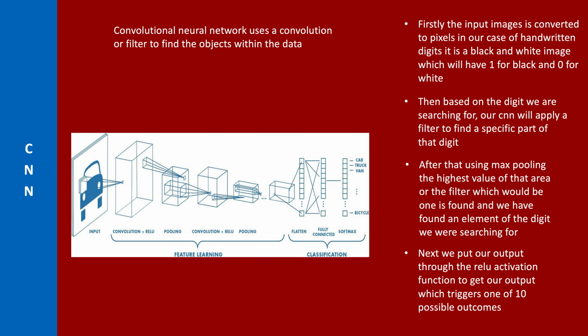Then based on the digit we are searching for, our CNN will apply a filter to find a specific part of that digit. Then we will use max pooling to find our filter results. Then we will put our output through ReLU activation, which will give us our output or result.